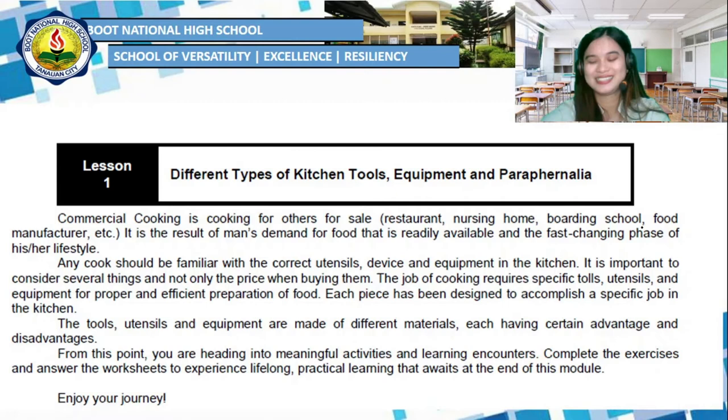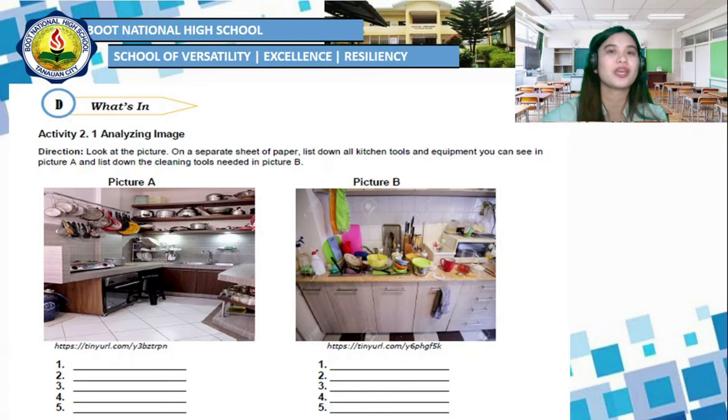Okay, now let's go on again with letter D, what's in. Now I want you to write letter D, what's in. Now class, we have two pictures, picture A and picture B. Directions: on a separate sheet of paper, list down all the tools and equipment you can see in picture A.